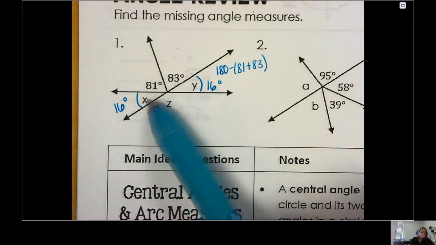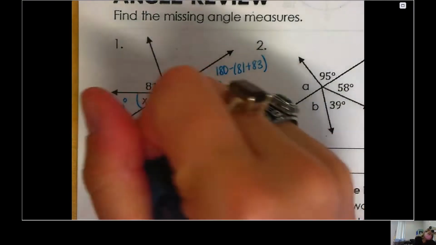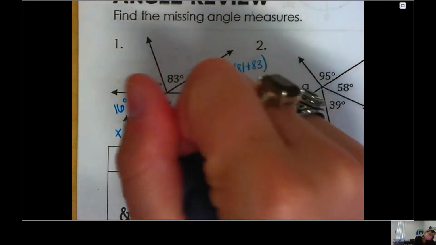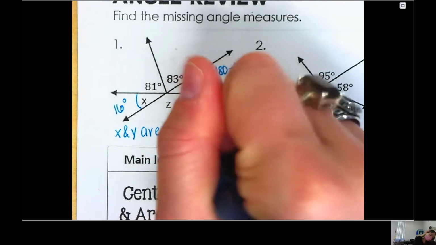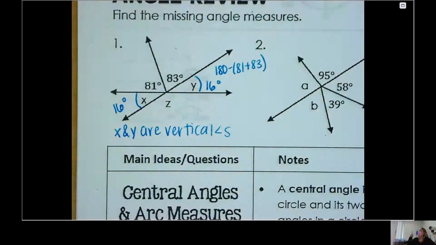But what are these 2 types of angles right here? Not adjacent. Not quite. Start with a V. Vertical. There you go. X and Y are vertical angles. And maybe we write that down. Are vertical. So vertical means they're directly across from each other, and then they're automatically congruent. They're exactly the same.